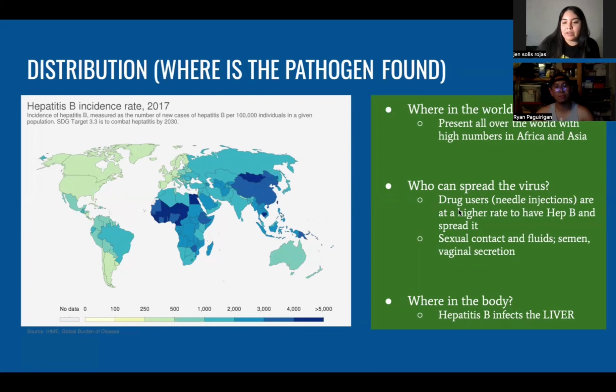And who can spread the virus? Drug users, people who are using needles, tattooers are at a higher rate to get Hep B or be exposed to Hep B, along with sexual contact and fluids such as semen and vaginal secretion, which can also lead to the spread of Hep B. And as we stated before, Hep B can be found in the liver, as that's where it attacks.